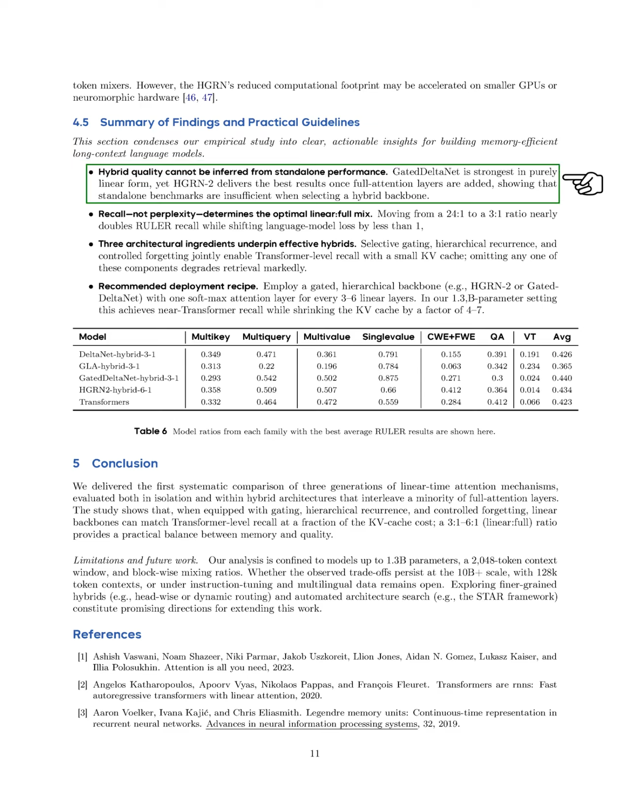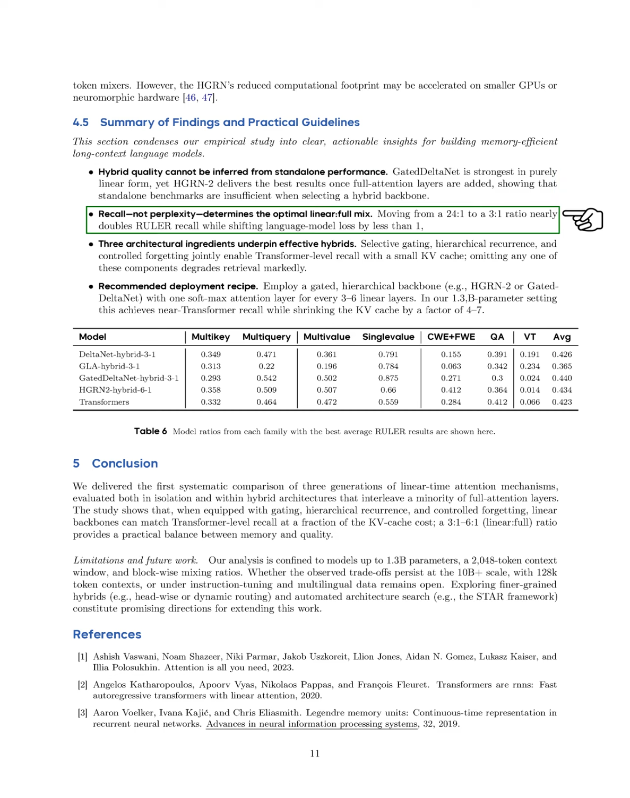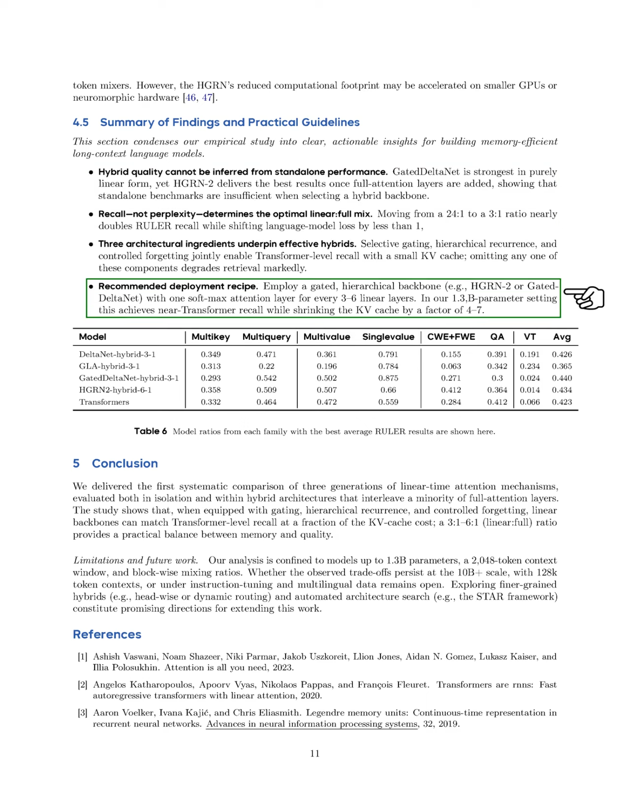We found that hybrid quality cannot be judged solely by standalone performance. Gated DeltaNet performs best in a linear form, but HGRN2 excels when full attention layers are included. Recall, rather than perplexity, is the key factor in determining the best mix of linear and full attention layers. We recommend using a gated, hierarchical model with one attention layer for every 3 to 6 linear layers to achieve optimal performance while minimizing memory usage.